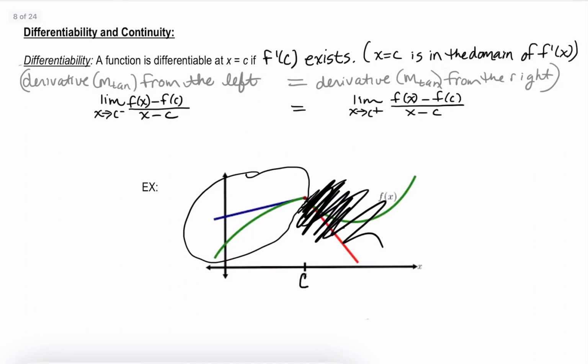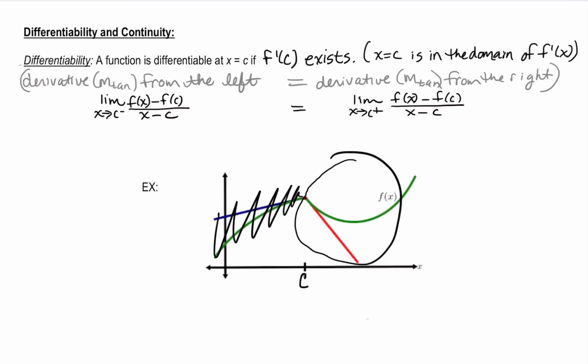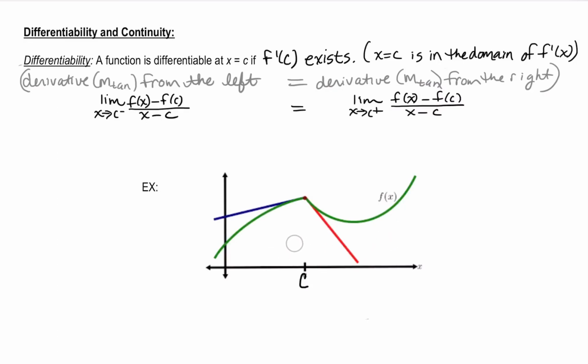If I look at the slope of the tangent line from the right at that point, again forget about the left for right now and just focus on coming from the right. The slope of the tangent line coming from the right at x equals c would be shown by that line in red. And clearly, these two slopes are not equal to each other.